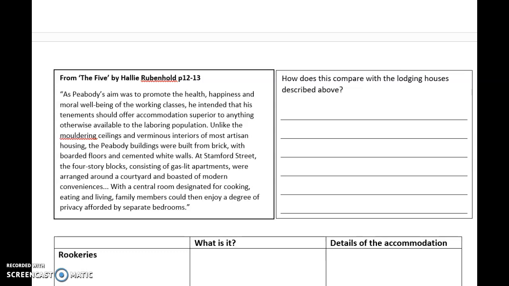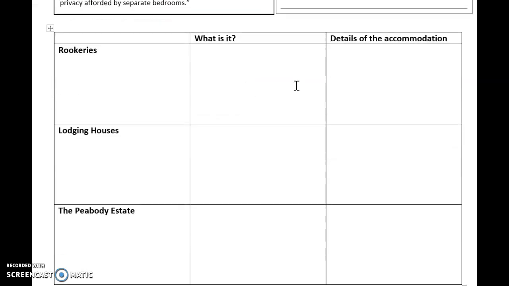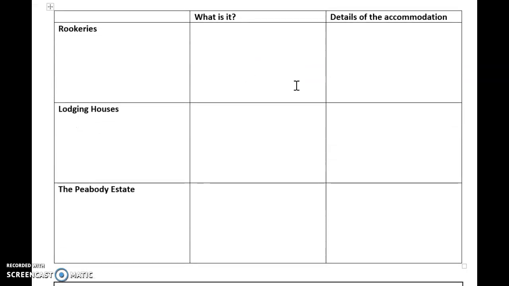Think of how this compares to what we've previously read. Just pause the video now and answer this question in your exercise book. Your next task is a little bit longer. Is to copy this table out in your exercise book and fill it in. So you will need at least half a page of paper for this. So pause the video now and just copy out the table.